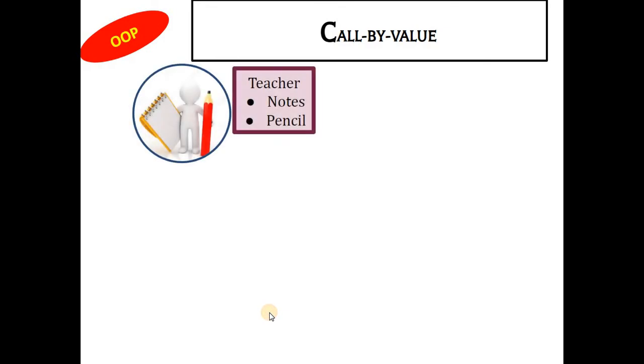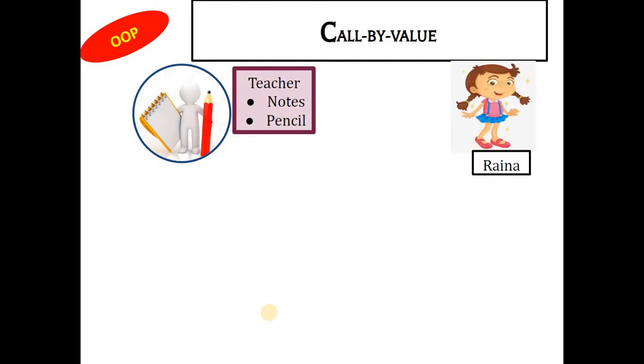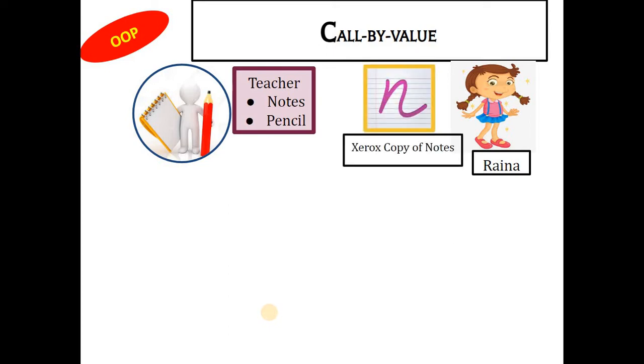Consider that a teacher is writing her notes using a pencil, and there is a girl named Rena who wants notes from the teacher. She asks the teacher to give her the notes. The teacher takes a Xerox copy of her notes and gives it to Rena, because she doesn't want her original copy to get affected.